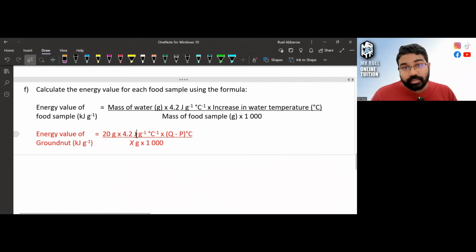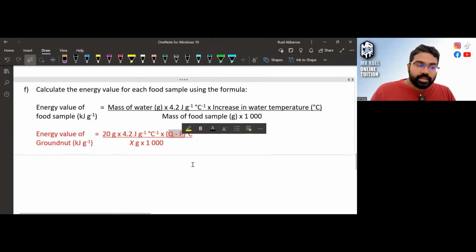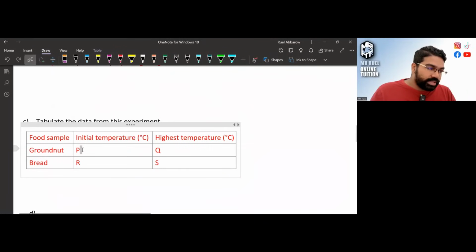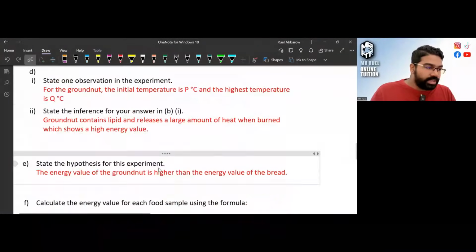This is the specific heat capacity of water, times Q minus P. They want the increase in temperature, right? So you take the highest temperature minus the initial temperature based on your data here. This one minus this one. That will be the increase in temperature.